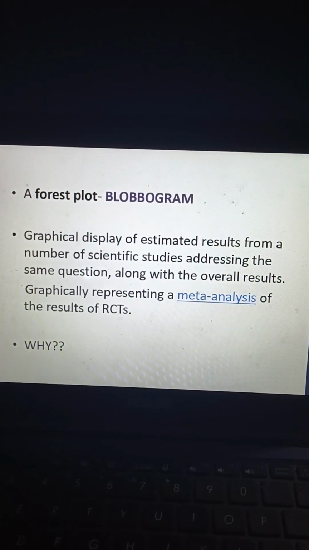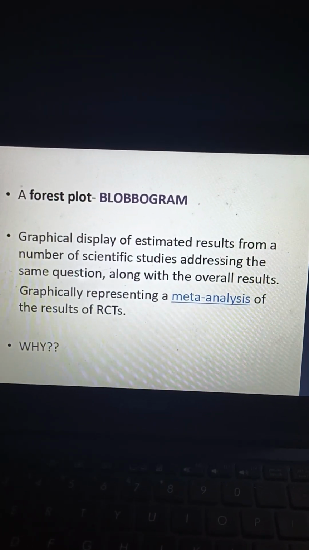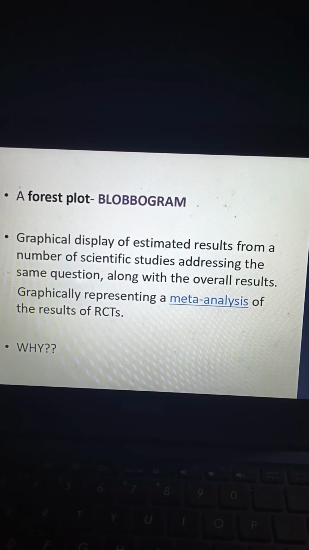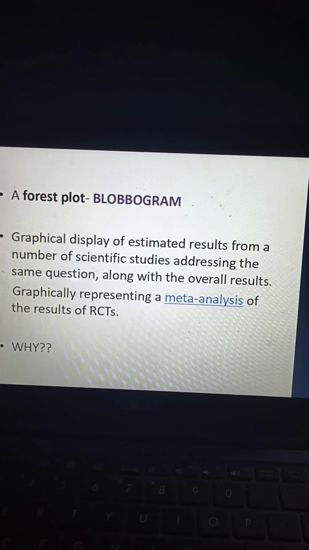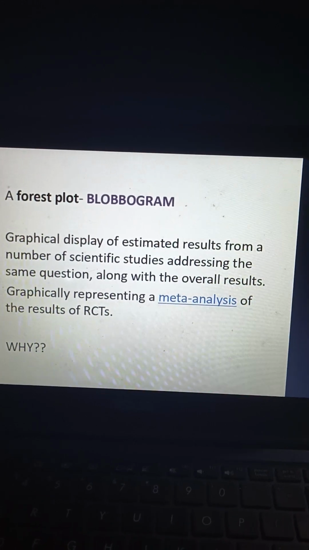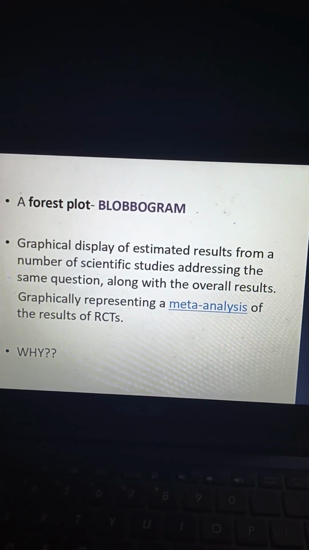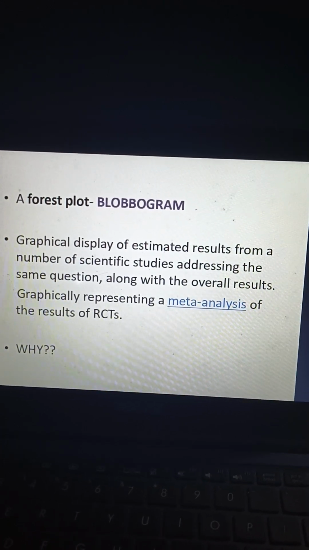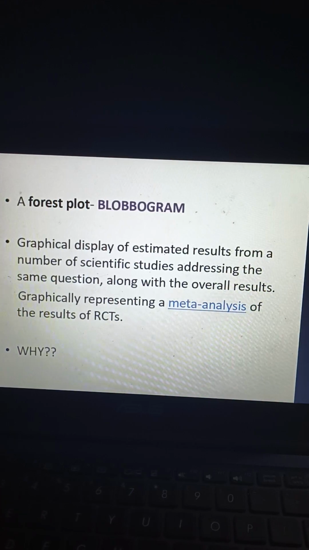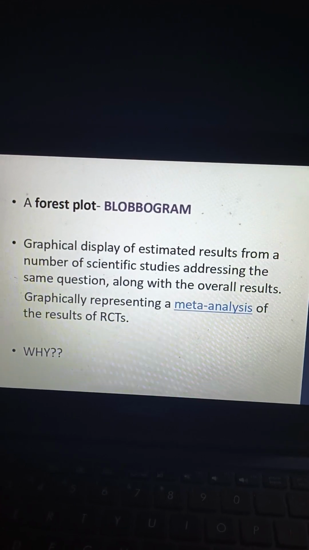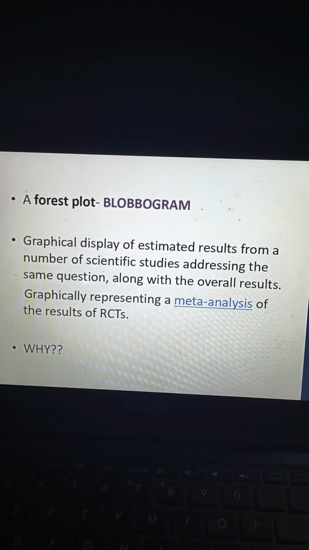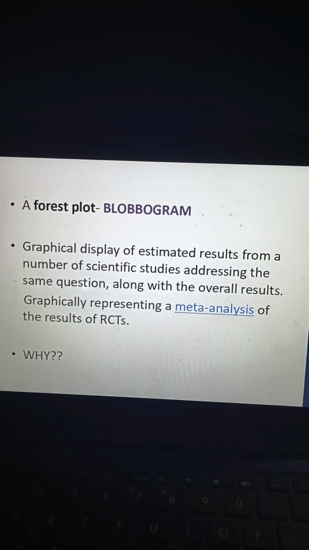A forest plot is also known as a blobogram. This is the graphical display of estimated results from a number of scientific studies addressing the same question, along with the overall results, graphically representing a meta-analysis of the results of randomized control trials. Then why is a forest plot needed?